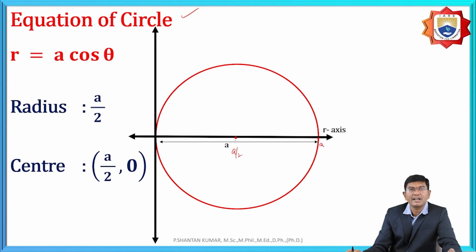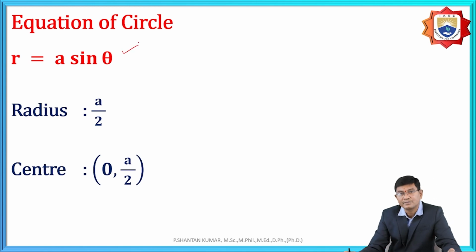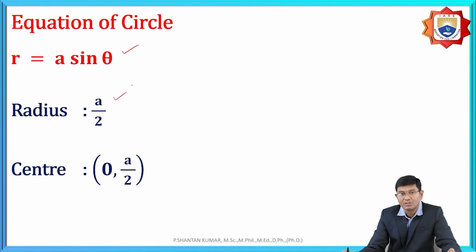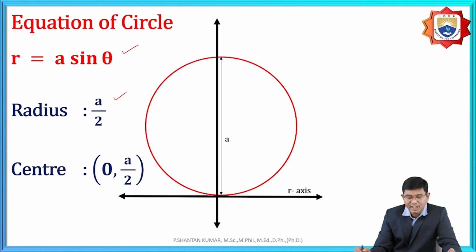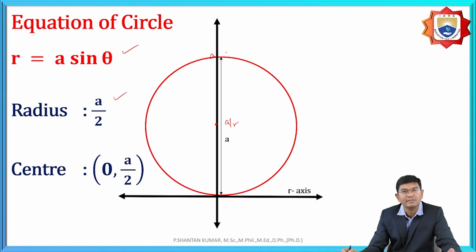Similarly, for example, the problem is r is equal to a sin theta. Here also the radius is a by 2, and the center is 0 comma a by 2. While we recall such a circle, the diagram should be symmetric about the above portion of the x-axis, the r-axis. Here also the radius is a by 2, and a is the value. That means a by 2 is on the y-axis, and 0 is the center. The diagram should be like this.